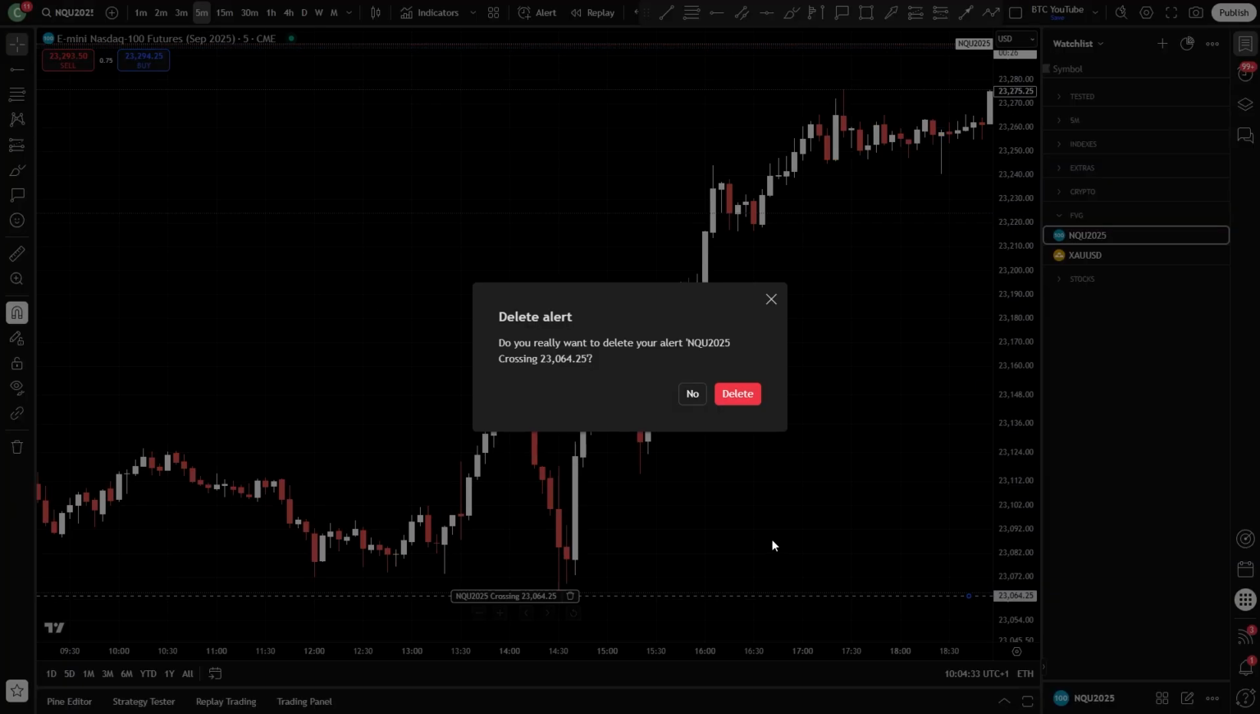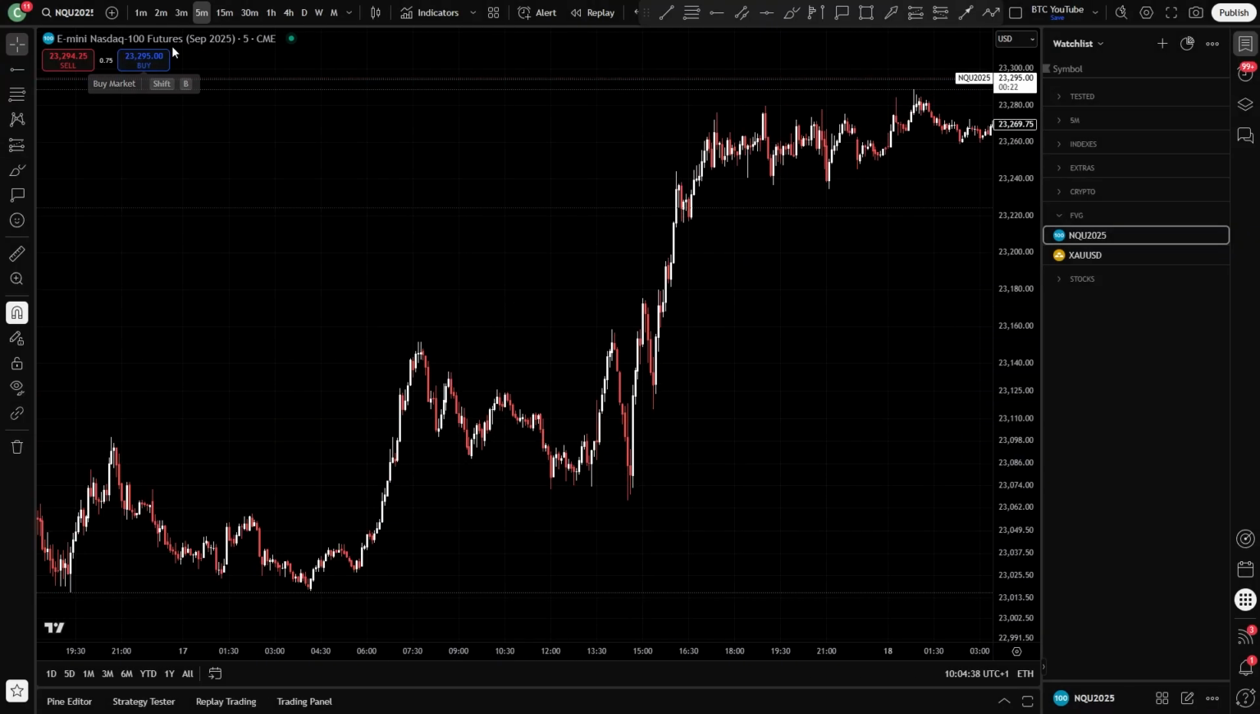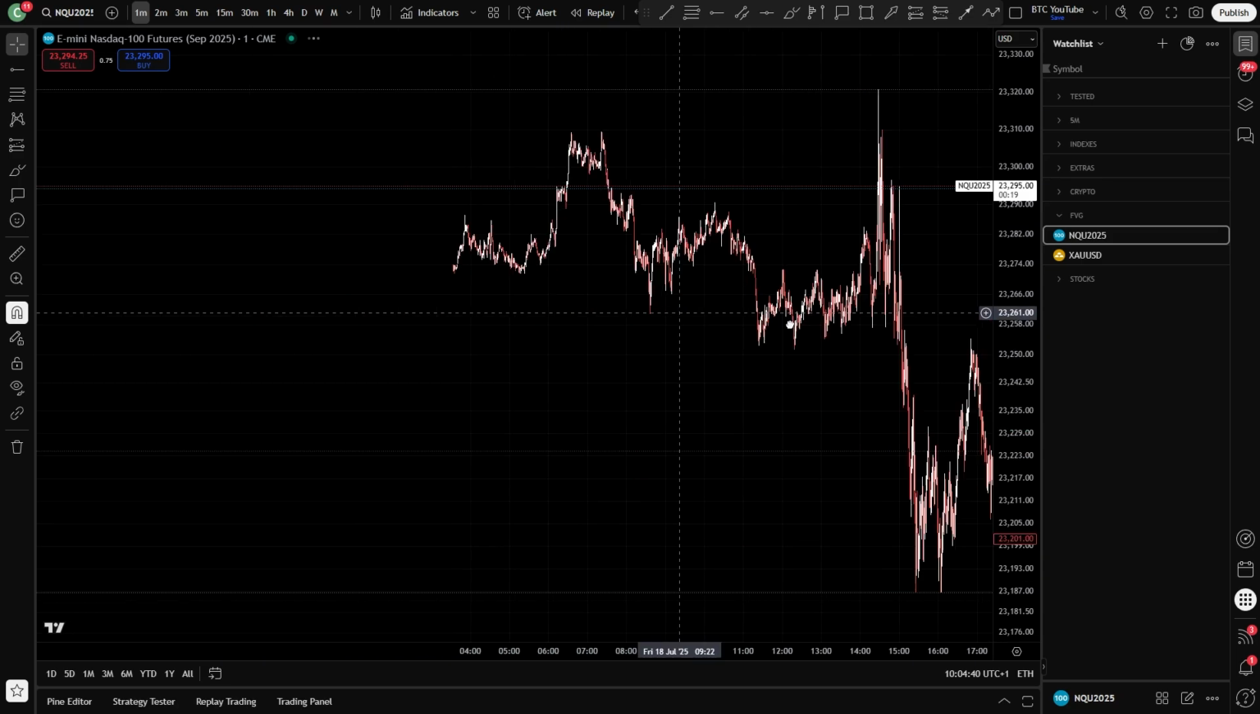Let me get rid of this alert. It's probably going to confuse everyone. There was a lovely trade in here. Basically every single day last week, we had banger price action, to be honest.